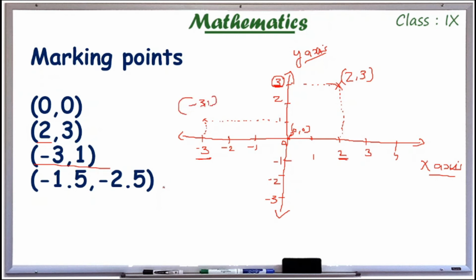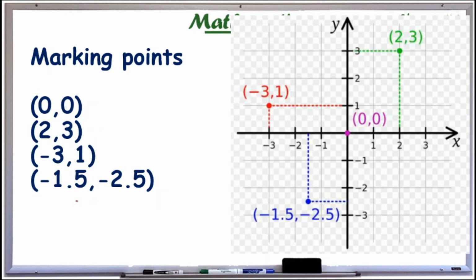And also I have to mark minus 1.5 comma minus 2.5. So minus 1.5 is here and minus 2.5 is here. So this is minus 1.5, minus 2.5. So these are the markings. Using scale and pencil you have to mark. For representing 0, 0: first, 0, 0 is the origin, so that point is 0, 0.